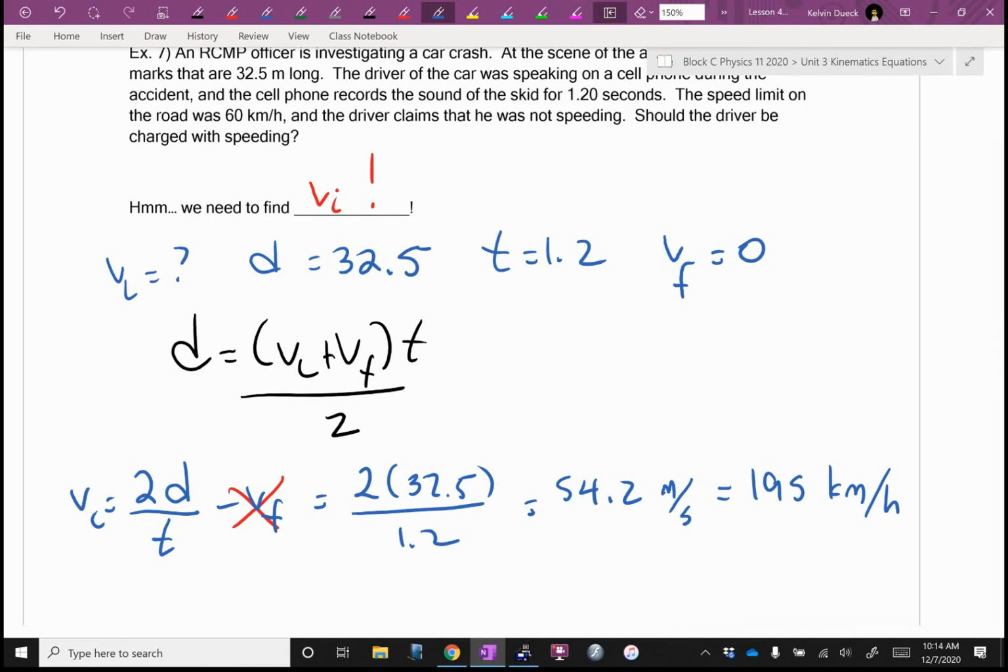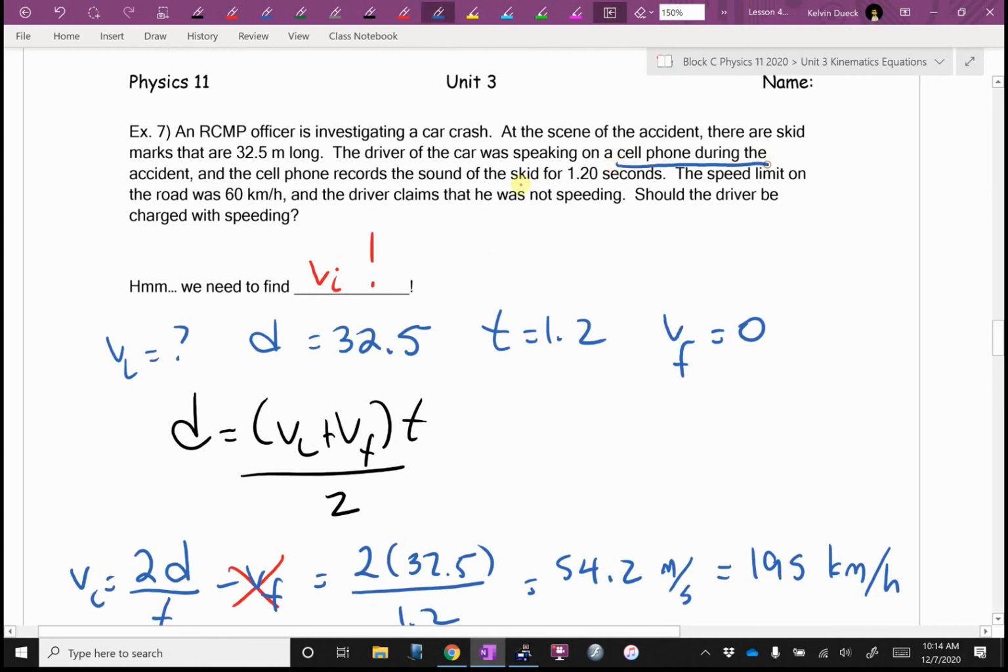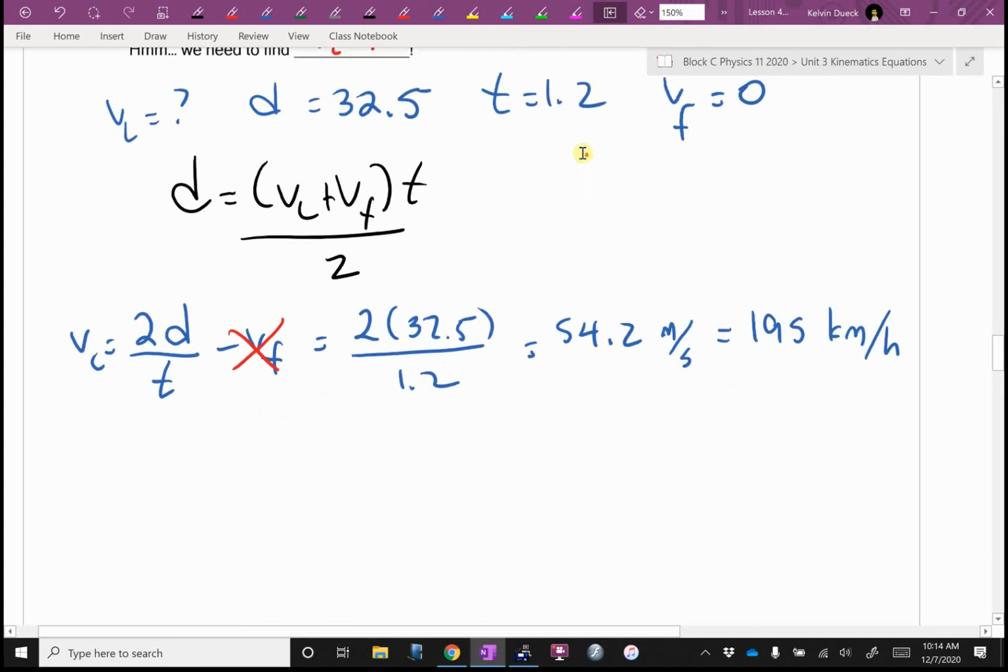Okay. Now, there's a bit of a problem here. You don't know very much physics yet, and so I had to contrive this question. I had to have the cell phone record the sound of the skid, which is kind of bogus here. But later on this year, I will show you how from only the length of the skid and our knowledge of friction, you can figure out what the initial velocity must have been. And that's what the RCMP do when they're measuring skid marks and things like that. We just don't quite have enough physics knowledge to handle it. But you could absolutely charge this person. Absolutely. What's your homework?